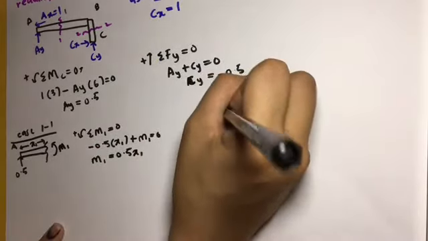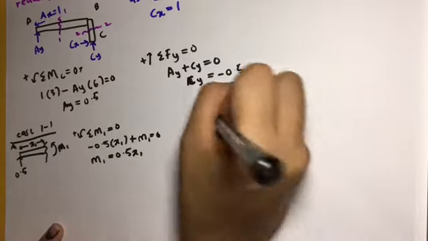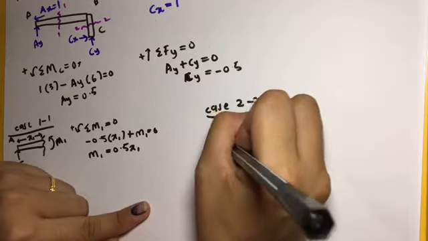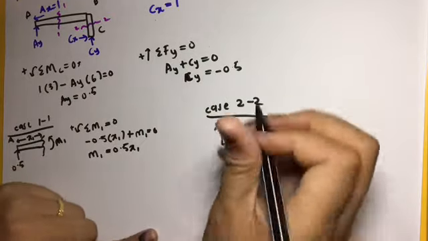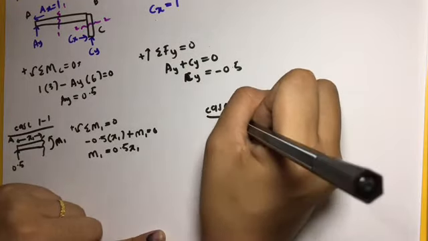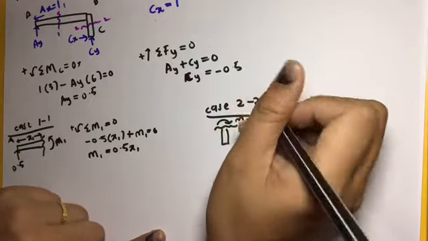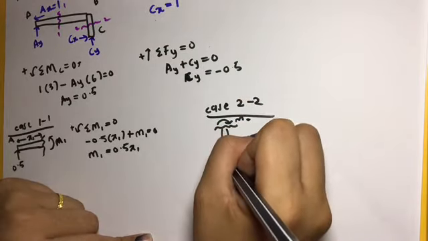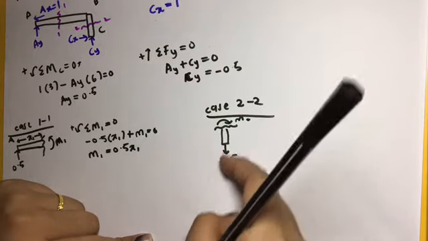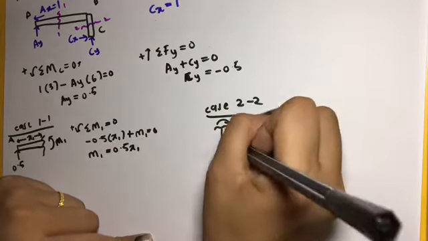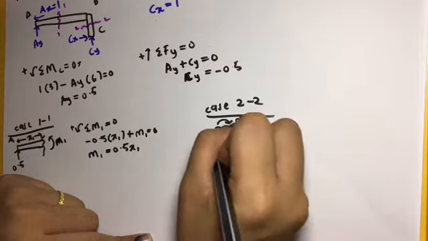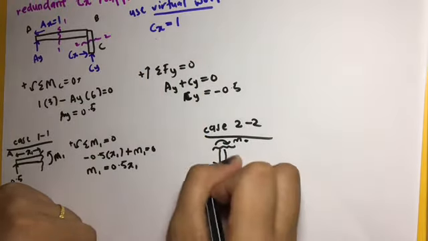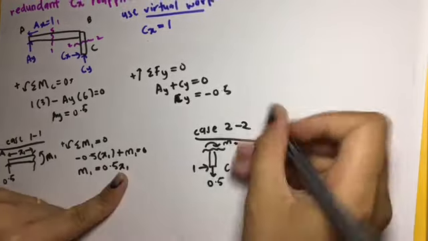So for the case 2, 2, we got a cut right here. We assume this is M2. So we have 0.5 coming down, negative. This is C. So we have CX. We assume it's 1 using virtual work. So we do the same thing.